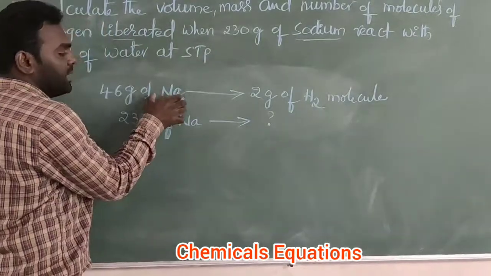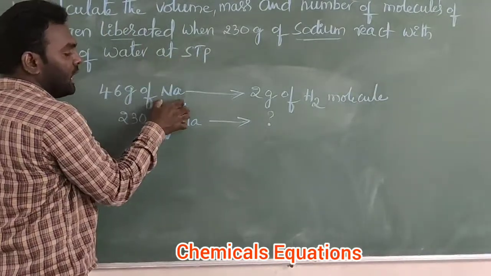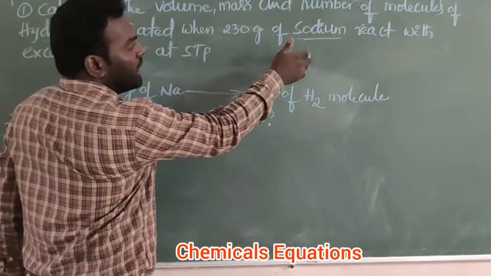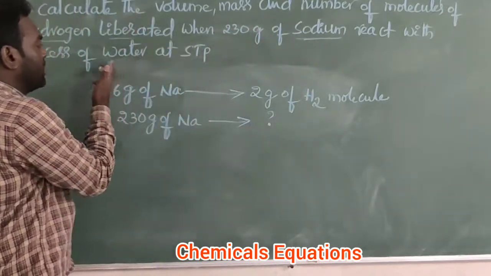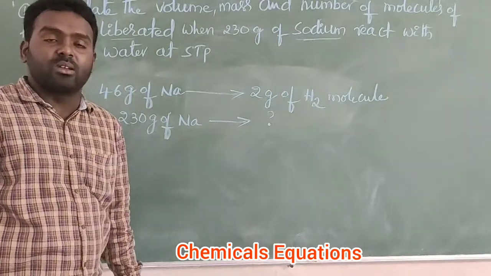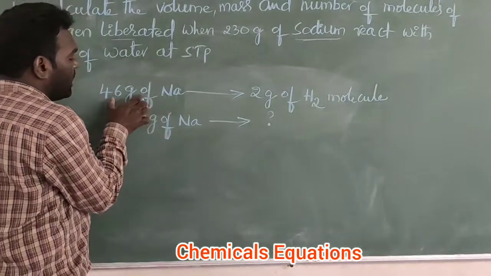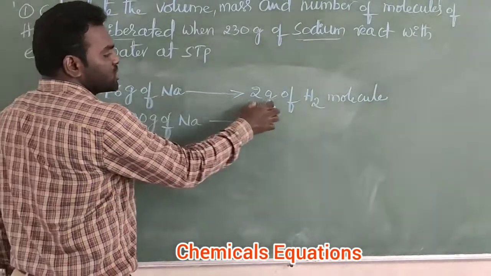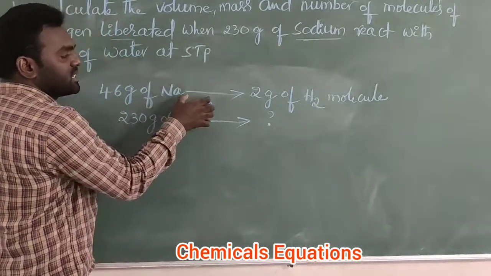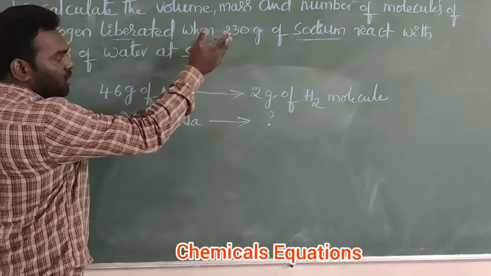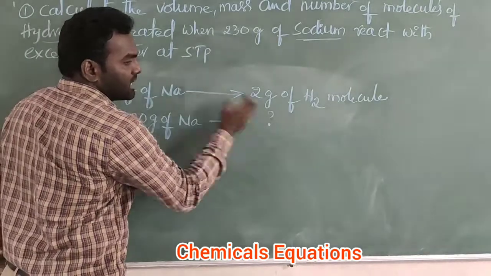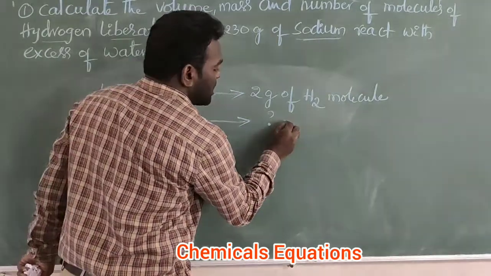These weights are based on the chemical equation I wrote, and these weights are what they have given in our question. That is, 230 grams of sodium reacts with excess water. Then how much amount of hydrogen gas is released? So 46 grams of sodium gives rise to 2 grams of H2. This is completely based on the chemical equation I wrote. And in our question they have given the reactant weight. Then we will calculate the product weight. So this one is a question mark.